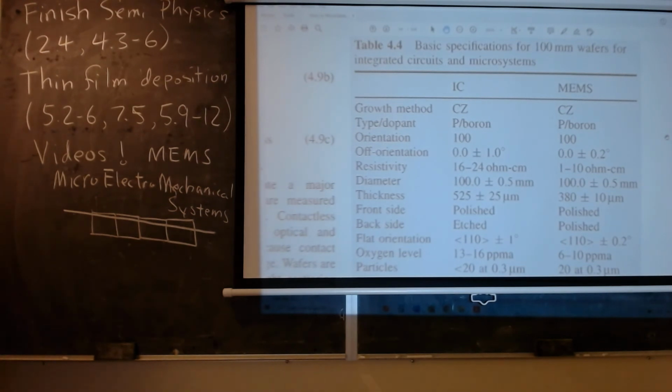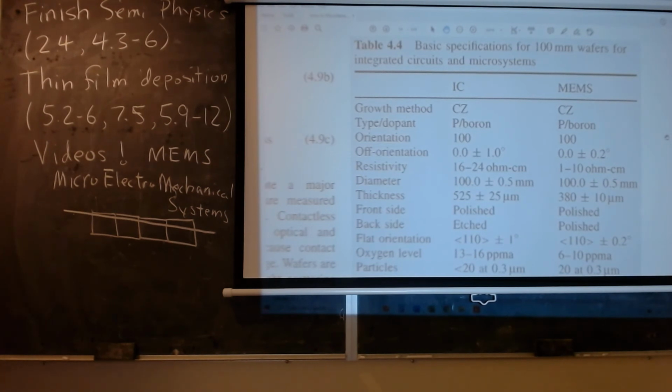So he has two columns there, and what he's saying, as an illustration, is that there are different ideal wafers for whether you're fabricating an IC, meaning an integrated circuit with transistors, or a MEMS device. And this is the kind of thing, if you go to some silicon wafer vendor on the web, you'll see a set of specifications for the wafer.